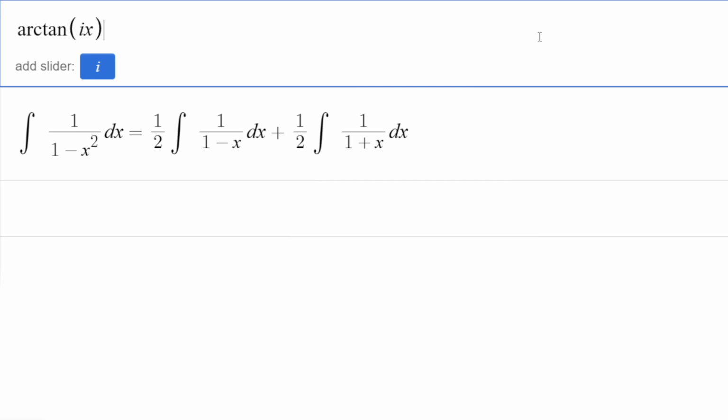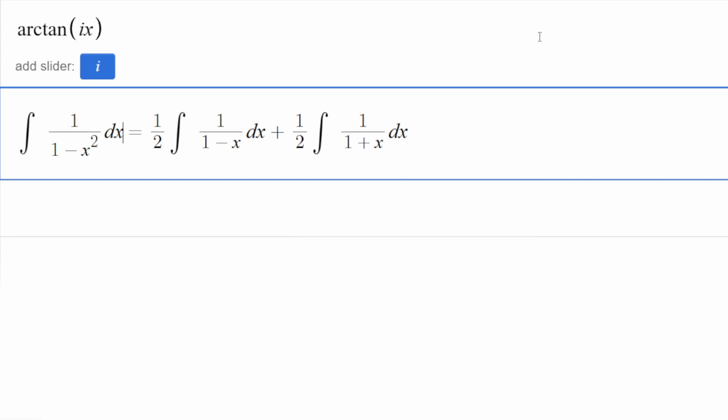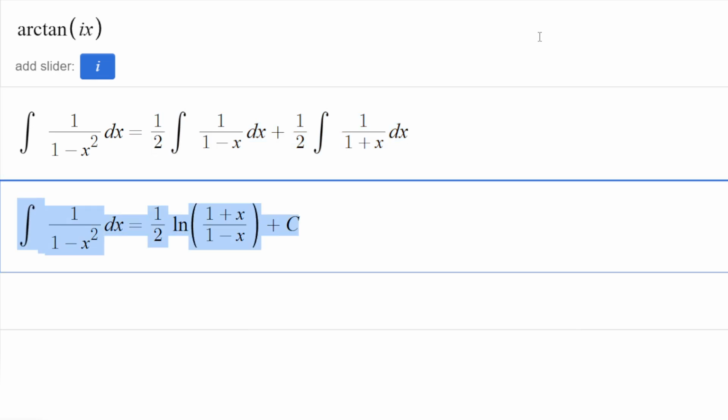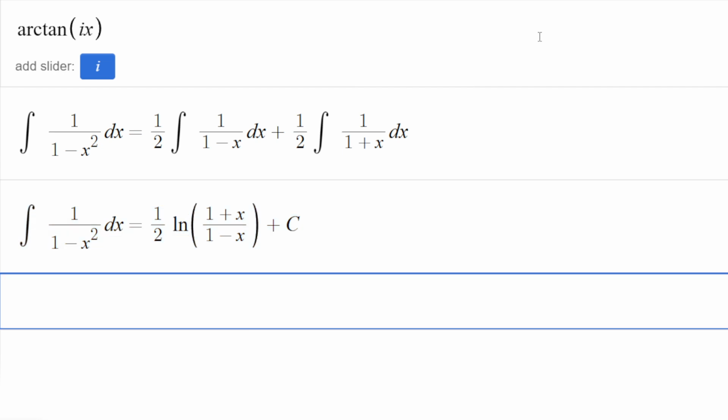Okay, so I start off with the indefinite integral of 1 over 1 minus x squared. And you can use partial fractions on that and break it up into two separate integrals like this. And then you can evaluate each of these individually, combine them into one natural log, and get this. All right, great. But now, what do we have?